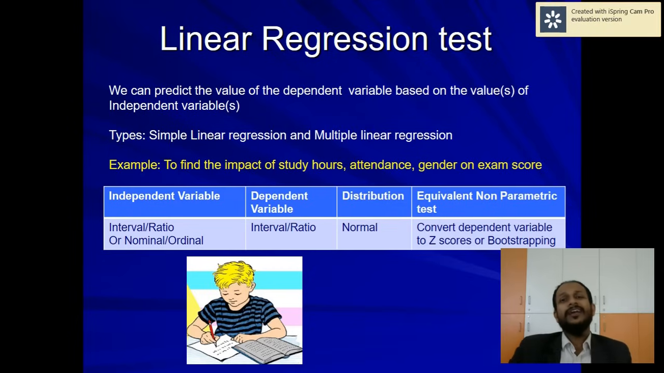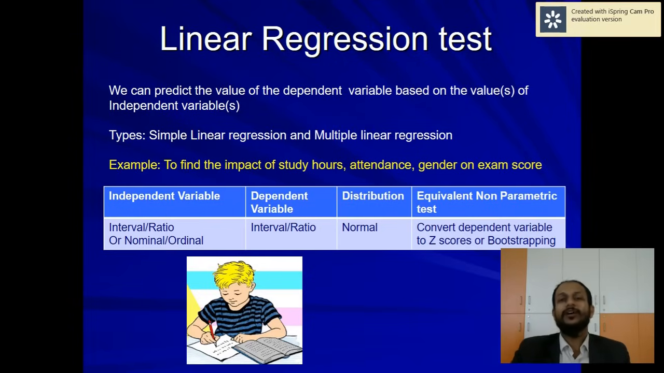Now this I have clearly mentioned in the slide, in the form of what should be the characteristics of the independent variable and dependent variable, and what about the distribution and so on. You can see that the dependent variable should be continuous data. That means it should be either interval scale or ratio scale. And the independent variable can be interval scale, ratio scale, nominal or ordinal scale. Not a problem. We have that flexibility.